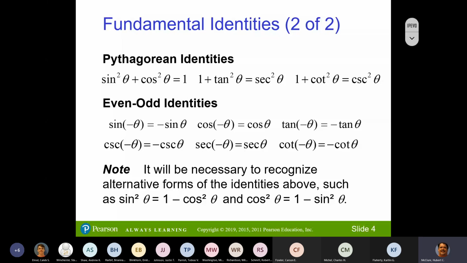Basically, the only thing you have to remember is that the cosine of negative theta is the cosine and the secant is the secant. The rest of them are the opposites. So sine is negative, cosecant is negative, tan is negative, and cotan is negative. You don't have to remember 4, just remember 2. Remember the cosine of a negative is equal to the cosine. The secant of a negative is equal to the secant. The rest of them you take that negative symbol and you put it out front of each one.